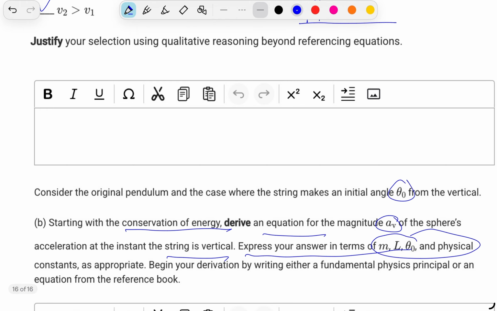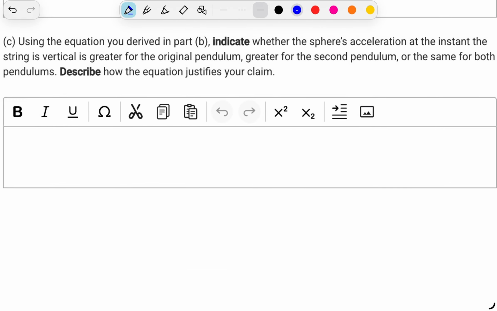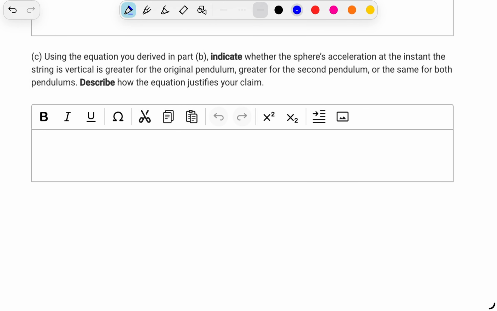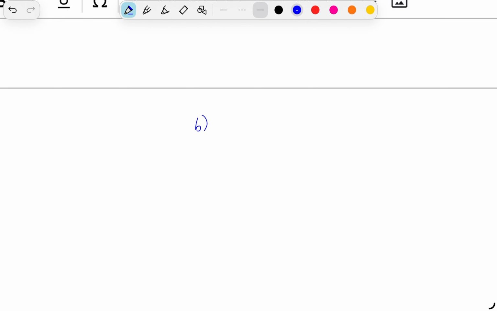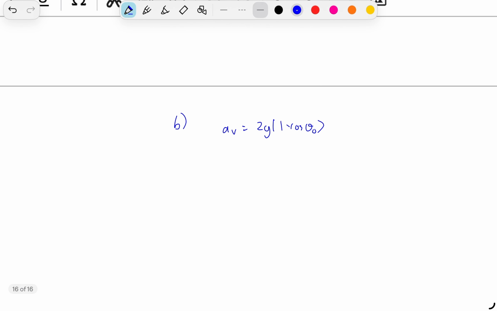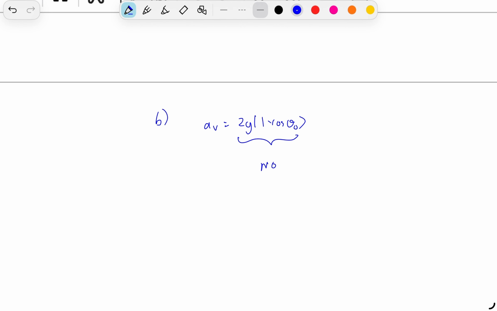Now what we can do is move on to our next part. Using the equation you derived in part B, indicate whether the sphere's acceleration at the instant the string is vertical is greater for the original pendulum, greater for the second pendulum, or the same for both pendulums. And we want to describe how the equation justifies our claim. So for part B, a_v is equal to 2g times 1 minus cosine theta initial. So we have no L in this equation.